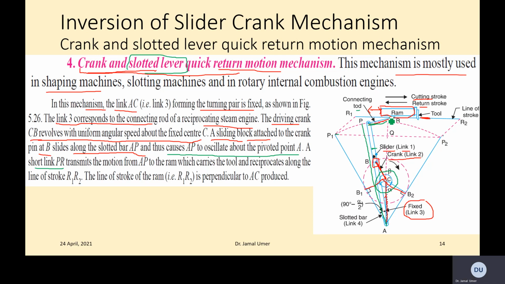Transmit the motion from AP. So from AP, it transmitted motion to this position to the RAM. AP to RAM, which carries the tool and reciprocates along the line of stroke R1 and R2.